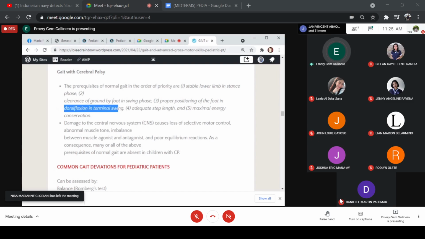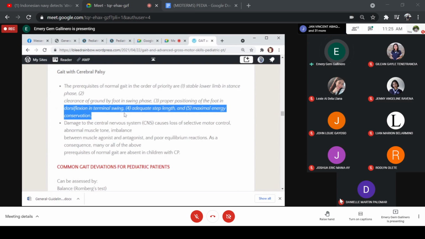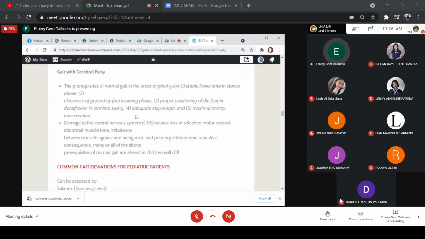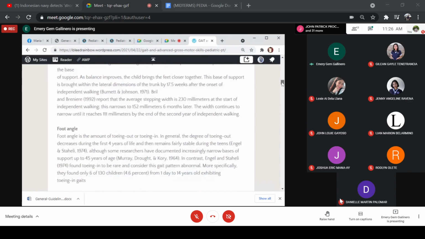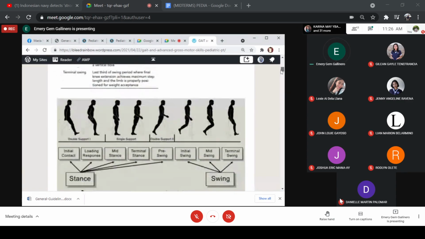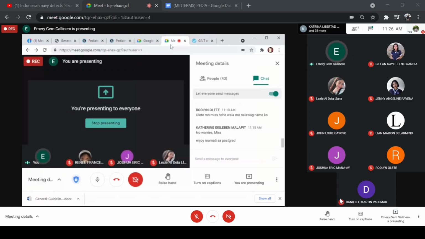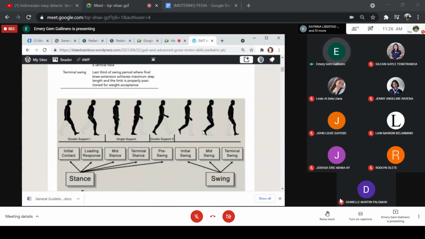So if you can imagine the proper positioning of the foot in dorsiflexion in the terminal swing. Here is the picture. In the 7th image, in the terminal or mid-swing, what if the patient cannot hold the foot in a dorsiflexed position?